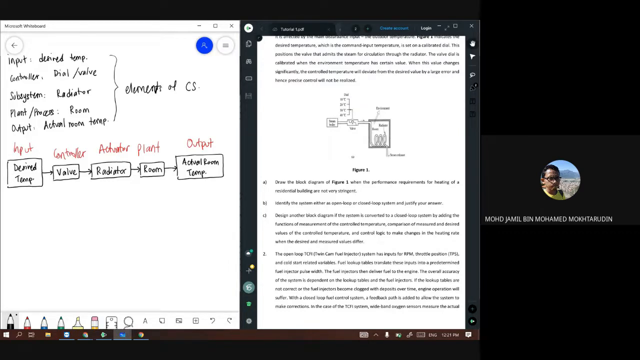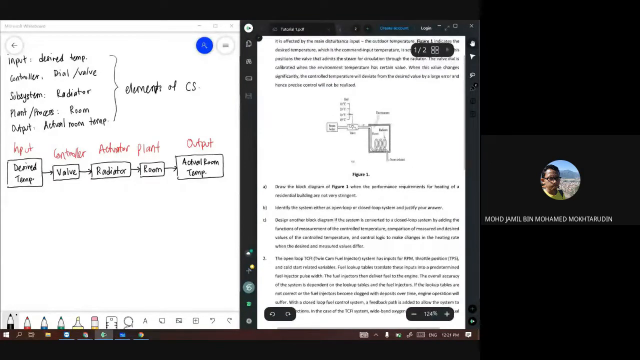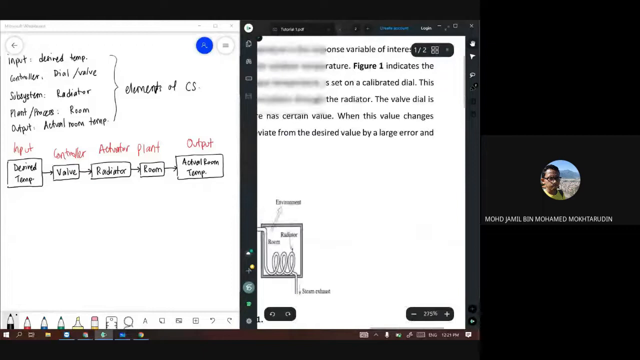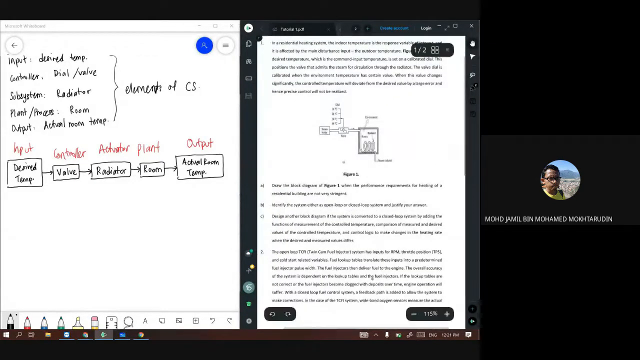Okay, let's look at question B. Identify the system either as open loop or closed loop, and then justify your answer. Basically, the answer is already given by the last 2 sentences. The valve dial is calibrated when the environment temperature has a certain value, and then when this value changes significantly, the control temperature will deviate from the desired value by a large error. So it is an open loop system.